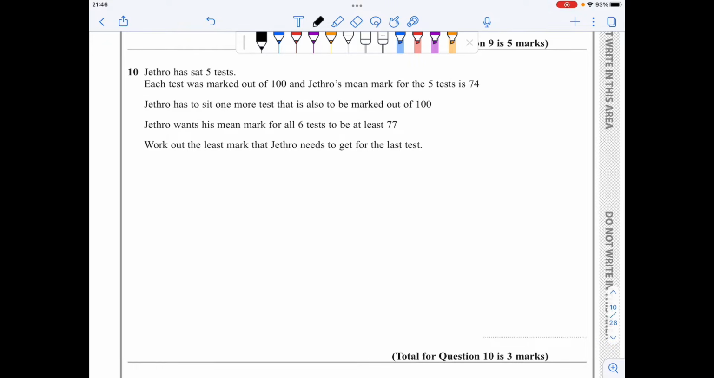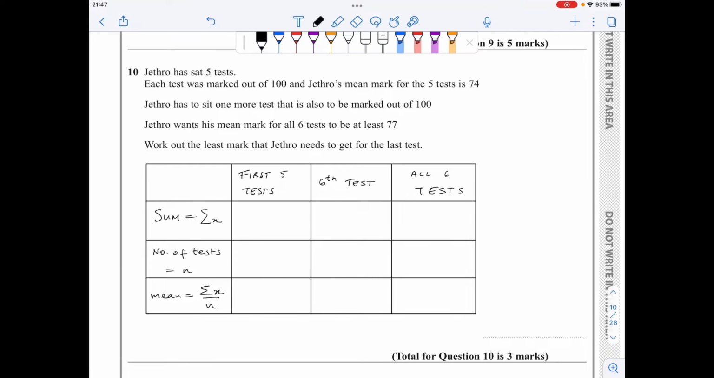For question 10, consider the following table. The middle row is the number of tests, that's 5, 1, and 6. The mean for the first 5 tests is 74, and for all 6 is 77.